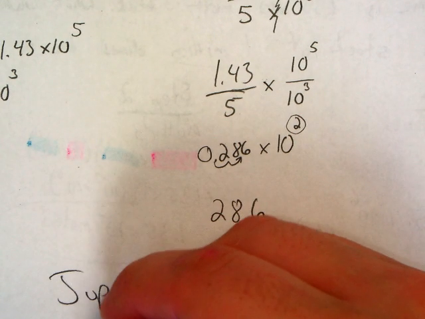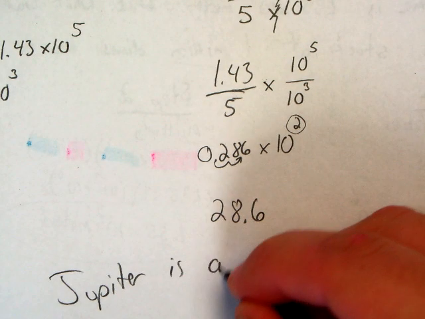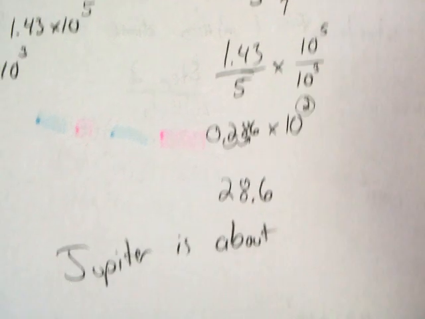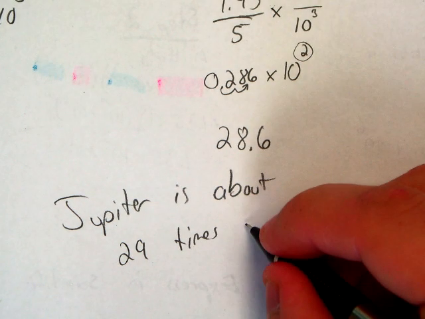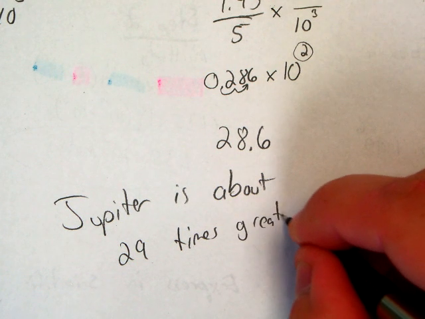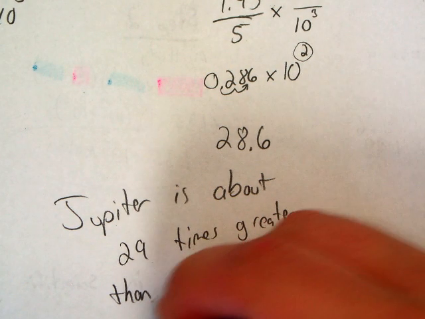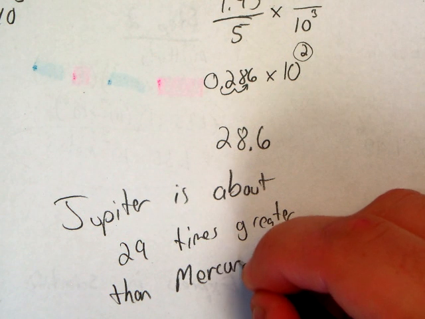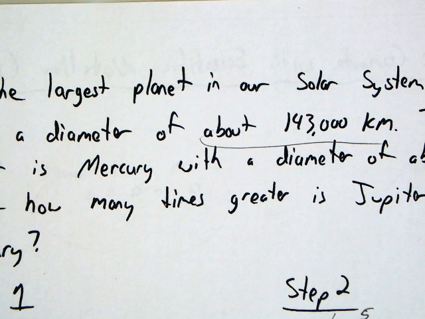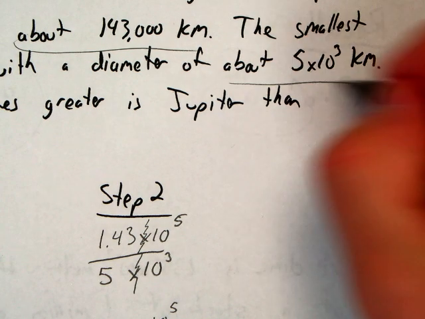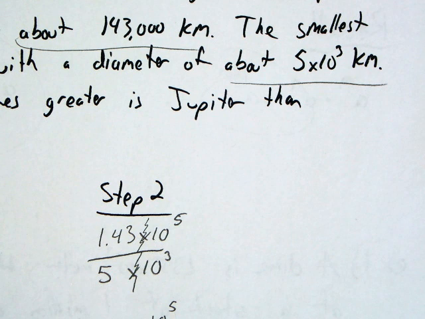So we would say that Jupiter is about 29 times greater than Mercury. The reason why we want to change this from 28.6 to about 29 is because in the problem it says about 143,000 kilometers and about 5 times 10 to the third kilometers. So those are approximations, so we want to make sure that we make an approximation as well.